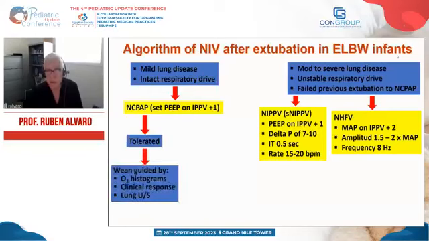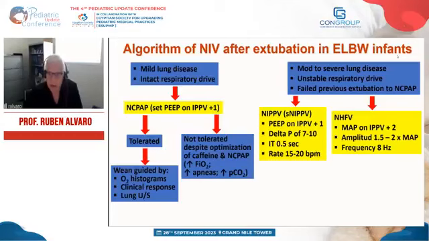So if the baby with mild lung disease and intact respiratory drive was extubated to CPAP, is well tolerating and is getting better, we start weaning that PEEP pressure by following the daily oxygen histograms, clinical response, and if you have lung ultrasound in your unit, also by looking at the lung ultrasound score to be able to wean that pressure. And every time you bring the pressure down, you follow the histogram, you follow the clinical response, and you usually repeat the lung ultrasound just to be sure that you haven't lost lung volume.